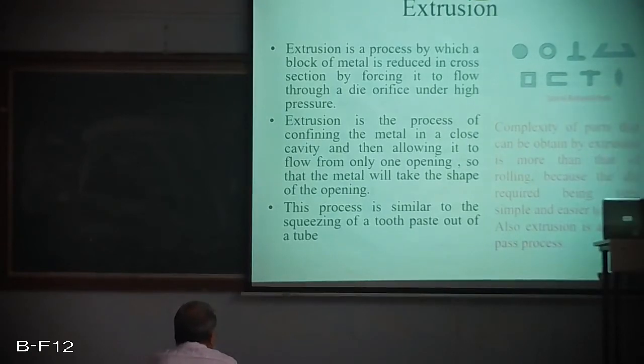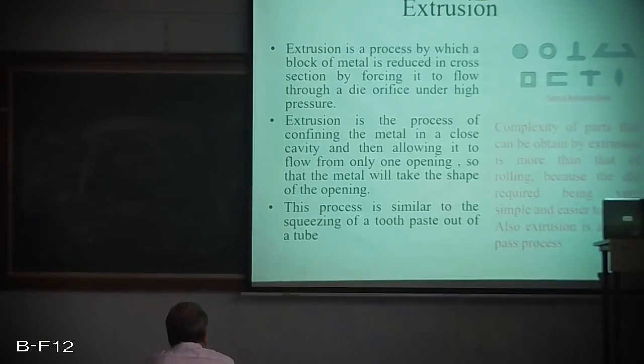possible extruded parts. Extrusion is a process of confining the metal in a closed cavity and then allowing it to flow from only one opening so that the metal will take the shape of the opening. This process is quite similar to squeezing of a toothpaste out of a tube.